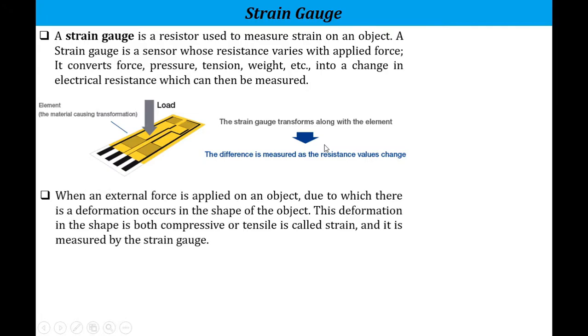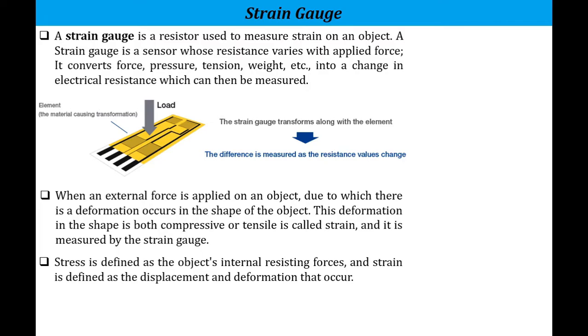Now whenever an external force is applied on an object, there will be a deformation. Where will the deformation occur? The deformation will occur in the shape of that object. This deformation in the shape, in both a compressive or tensile manner, is called strain, and it is measured with the help of a strain gauge. What do you mean by stress? Here stress is defined as the object's internal resisting forces, and strain is nothing but displacement and deformation that can occur.